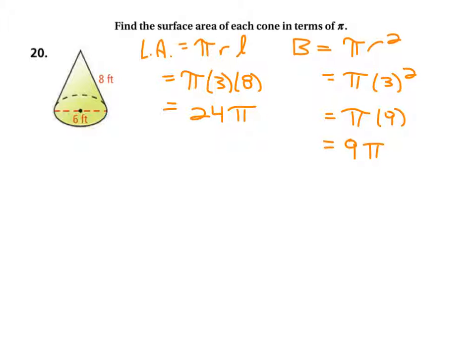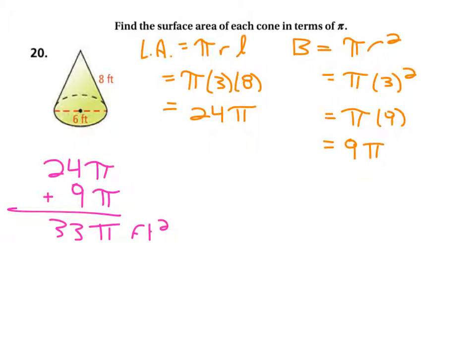Okay, so when we actually calculate this out, sorry, number 20, we say 24 pi plus 9 pi is 33 pi. And what are the units? The units were feet. So the area is going to be feet squared. That's it.